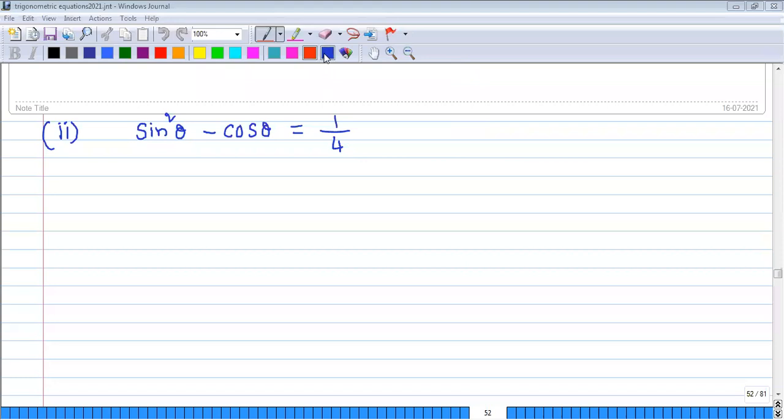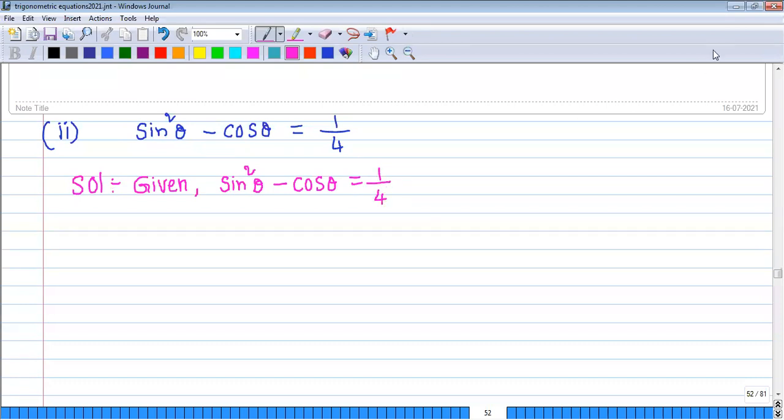Right, let us have a discussion on this one. So now, solution. Given sin square theta minus cos theta equals 1 upon 4.